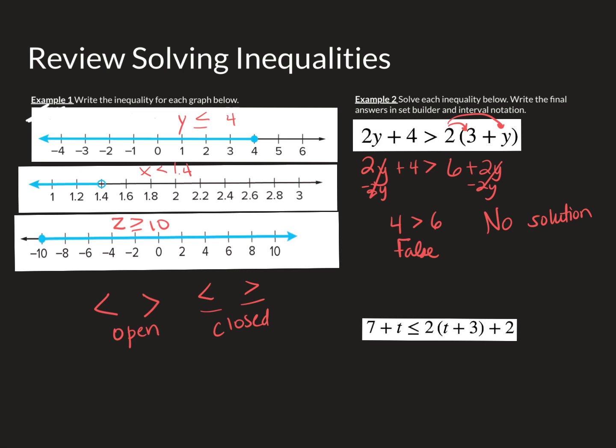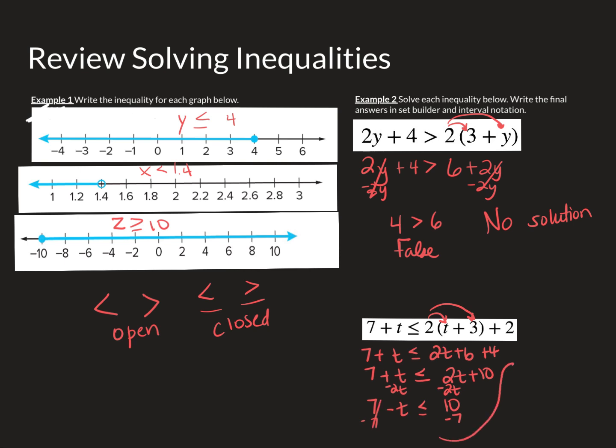Let's solve the last one. I'm going to distribute the 2. 7 plus t is less than or equal to 2t plus 6 plus 4. I'm going to combine like terms on the right-hand side. 7 plus t is less than or equal to 2t plus 10. I'm going to subtract 2t from both sides. So 7 minus t is less than or equal to 10. I'm going to subtract 7 from both sides.